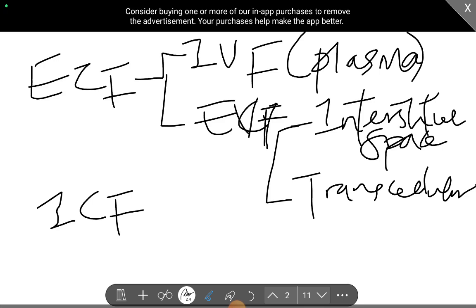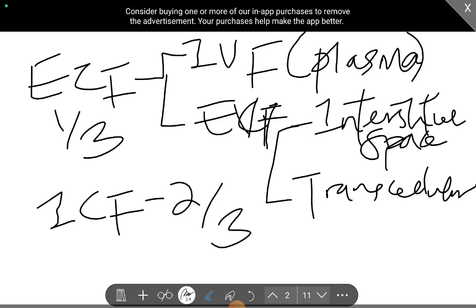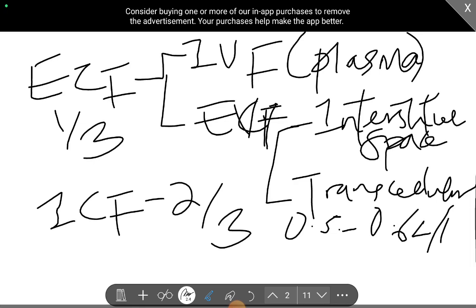So extracellular fluid constitutes about one third of the total body water, while the intracellular fluid constitutes the remaining two-thirds. The total body fluid is measured as 0.5 to 0.6 liter per kilogram. In a 70 kg man, the physiologic man, that's the reference point usually in physiology.